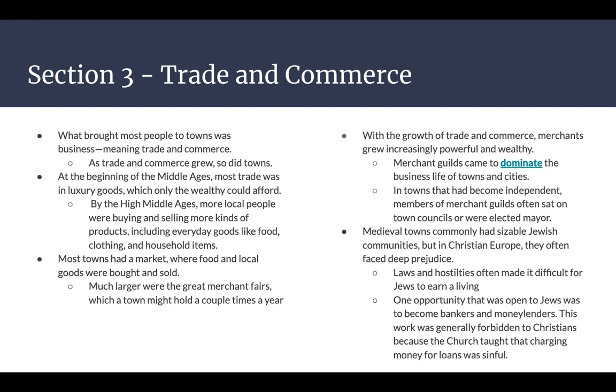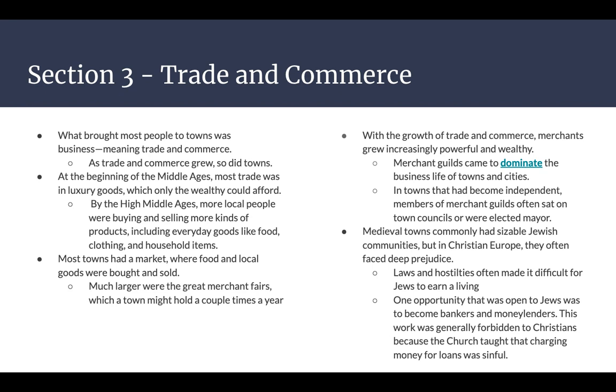However, not everyone prospered. Not everyone was doing as well. Medieval towns commonly had sizable Jewish communities, but in Christian Europe, they often faced deep prejudice. The hostility of Christians, sometimes backed up by laws, made it difficult for Jews to earn their living. They were not allowed to own land, and their lords sometimes took their property and belongings at will. Jews could also be the targets of significant violence back then as well.